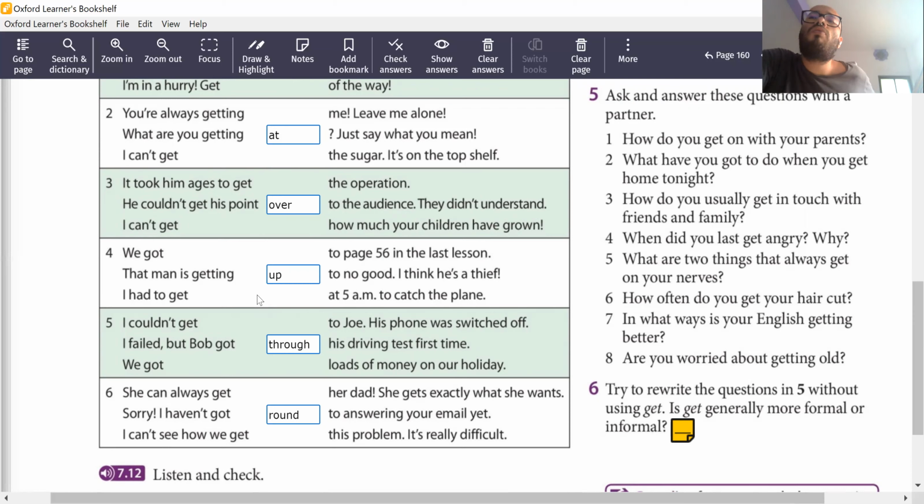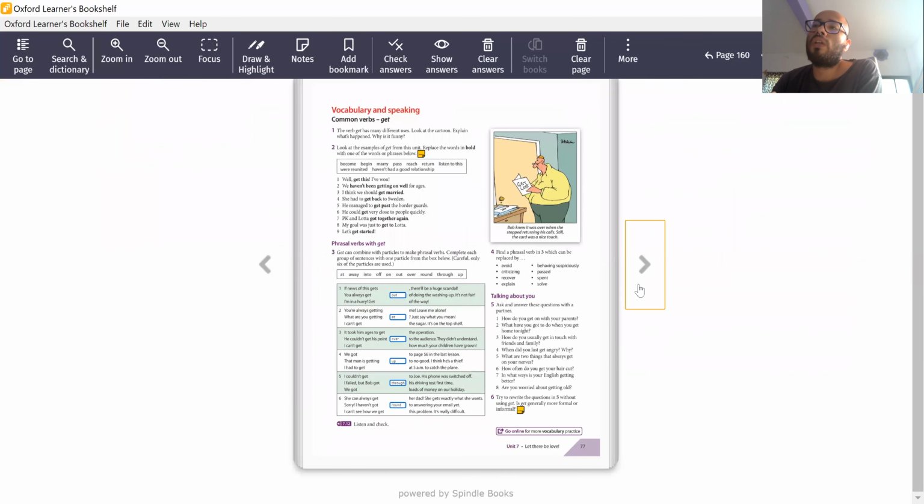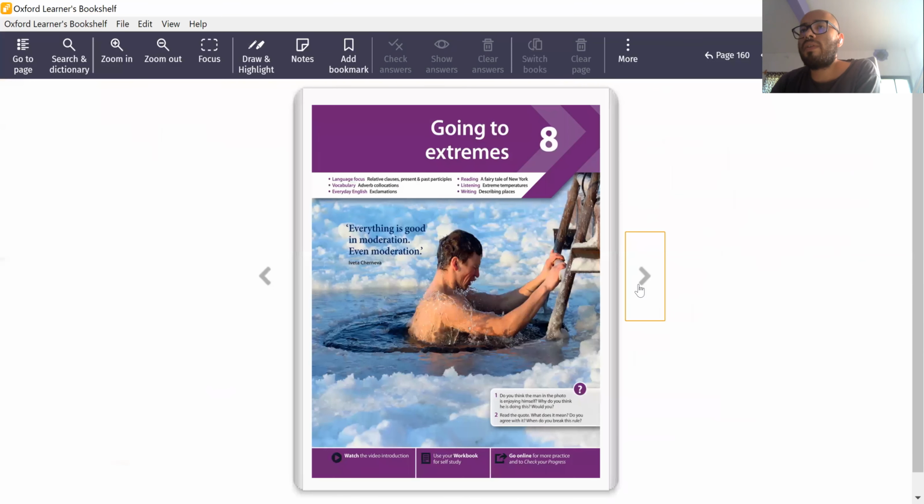I haven't got round to answering you means that you haven't had the time to sit down and email and reply. I can see how we get round this problem. It's really difficult. Get round means solve. The last one means solve. So that was it for Unit 7.